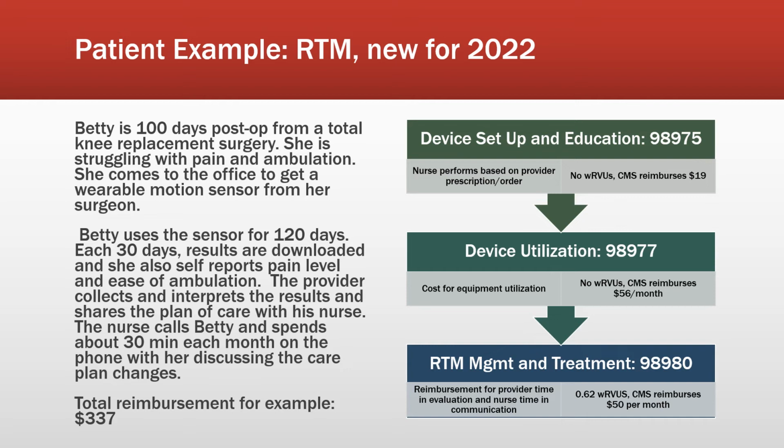The device utilization is the cost per month. Again, it's $56, just like with the physiologic monitoring. And then the management and treatment is that reimbursement and provider time for education and treatment care plan changes. And that does have 0.62 work RVUs, and CMS reimburses $50 per month. So if you're talking about a 4-month case example, that's where you get up to $337 total.